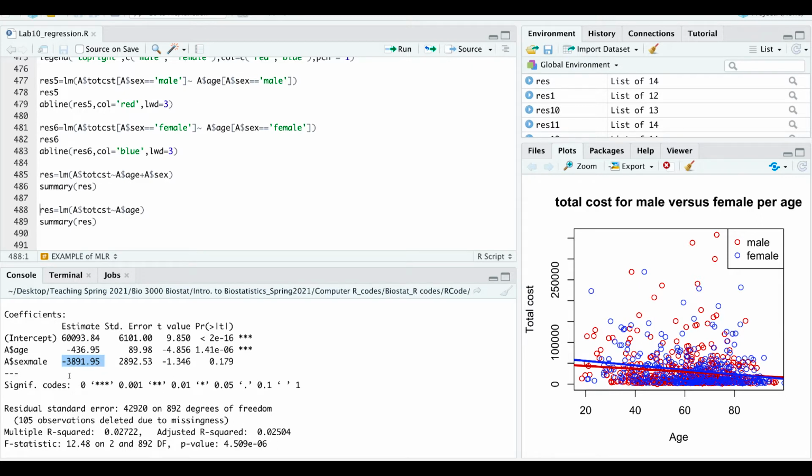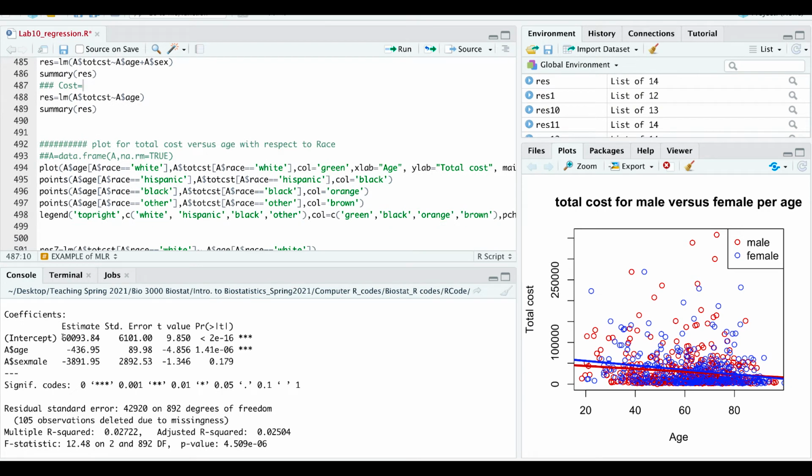Because sex has two levels, male and female, this is the coefficient of sex male. If you want to write the equation for this, how would that look? The cost equals, you can write A plus B1 x1 plus B2 x2. That's what you can write.